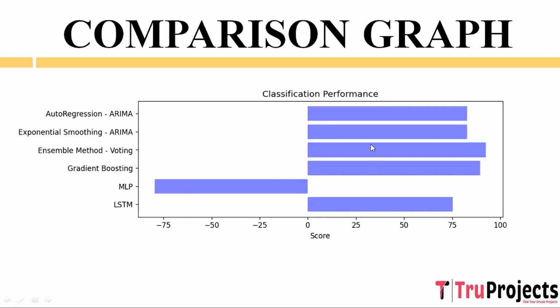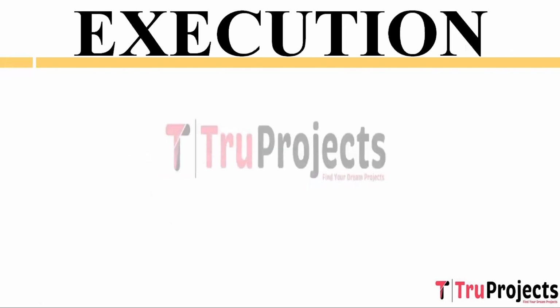So this is the horizontal bar graph in which on x-axis I have R-squared and on y-axis I have algorithm names. And we can see the voting classifier has secured good R-square score when compared to other models in this particular project. We will be using this algorithm for predictions. Execution of the project.